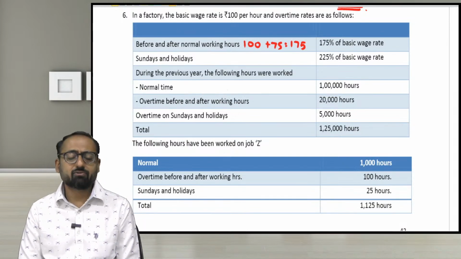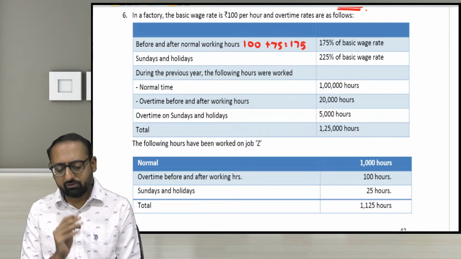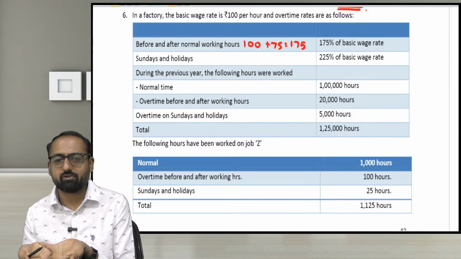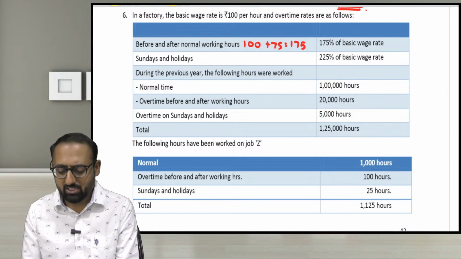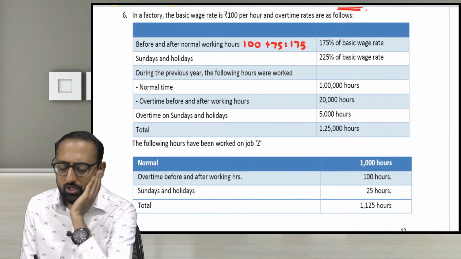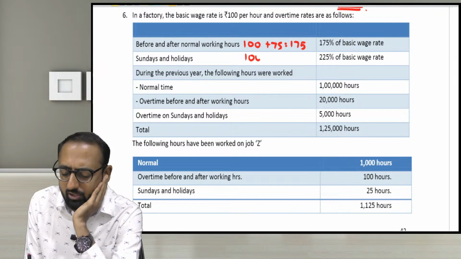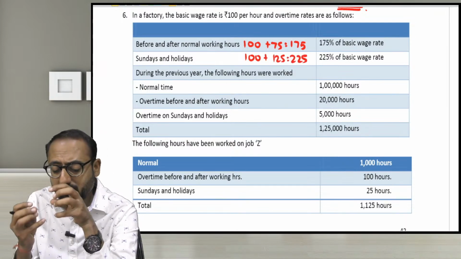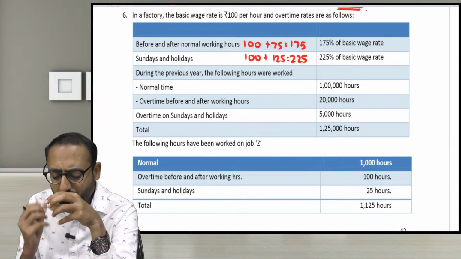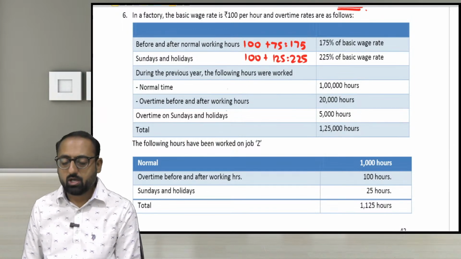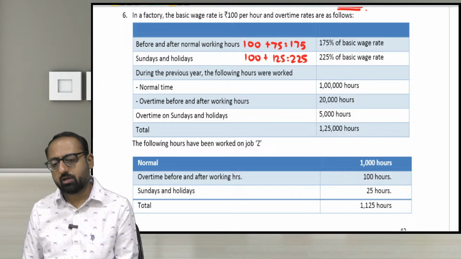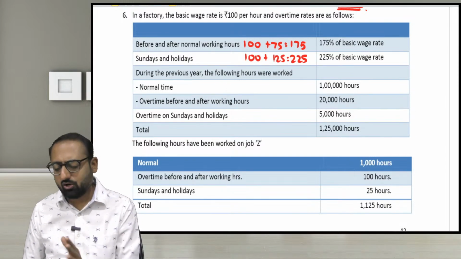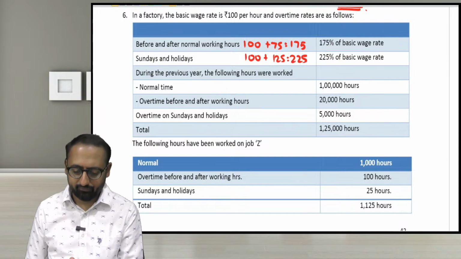Now, if the worker is working on Sunday and holiday, 225% of the basic wage rate. So 225% means what? 100 will be your basic wages, 125 will be your premium, and 225 will be payable if the worker is working on any Sunday or holiday. So normal hours you pay at 100, before and after normal working hours at 175, and Sunday and holiday at 225.